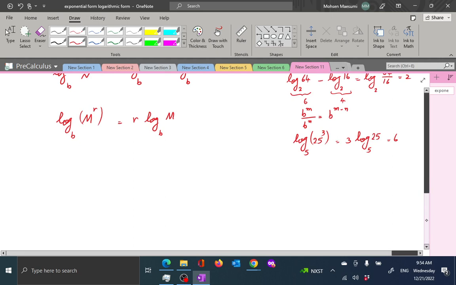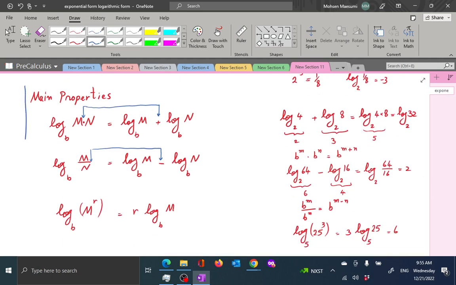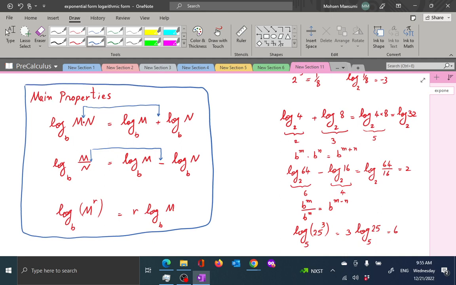Now, these are the main properties. Again, notice that the exponentiation here is simplified to the level of multiplication here. So each activity is simplified one notch. Multiplication to addition, division to subtraction, exponentiation to multiplication.